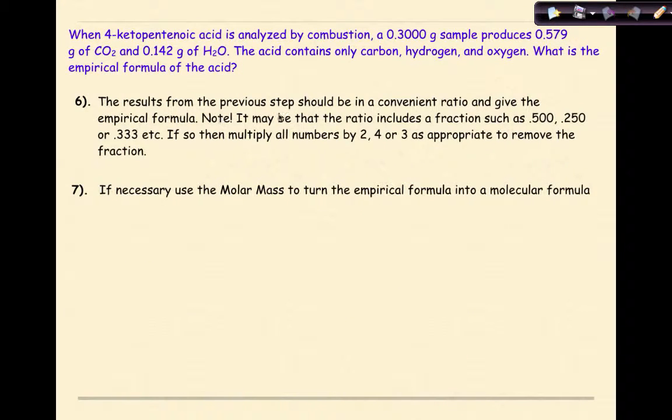So the results from the previous step should be in a convenient ratio and give the empirical formula. Note, it may be that the ratio includes a fraction such as 0.5, 0.25, or 0.33, or in the case that we just saw, 0.666. If so, then multiply all numbers by either 2 or 4 or 3 as appropriate to remove the fraction. If necessary, use the molar mass to turn the empirical formula into a molecular formula.